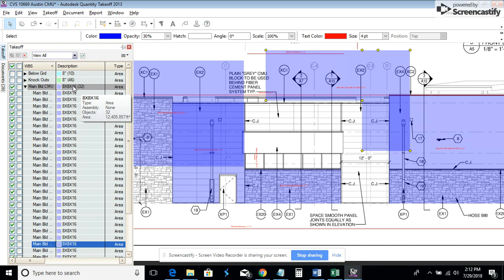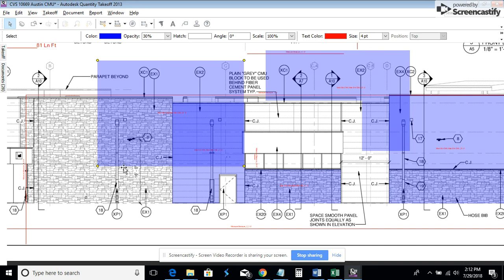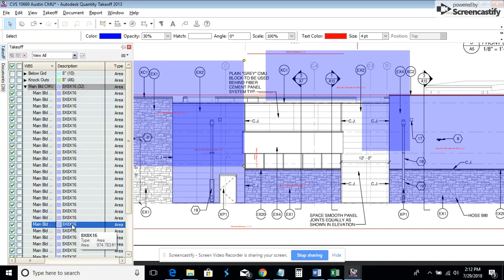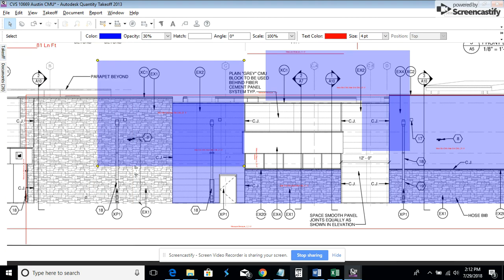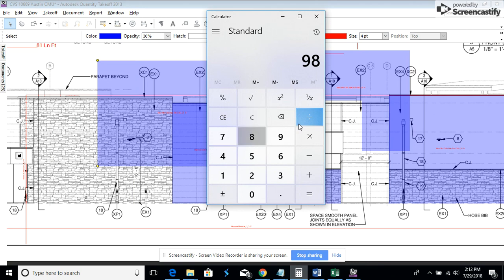To find out how many blocks you need for a certain area, let's take this one. It's just square. This one says it's 974.783 square feet, so I would round it up to 975. On my calculator, I would do 975 square feet times 1.125, which means I will need 1,097 blocks to cover this area.